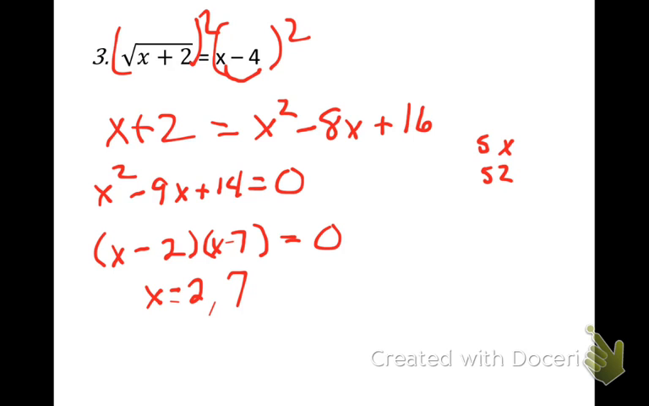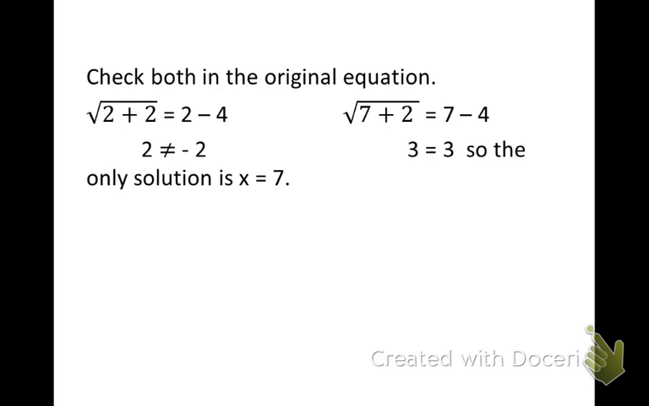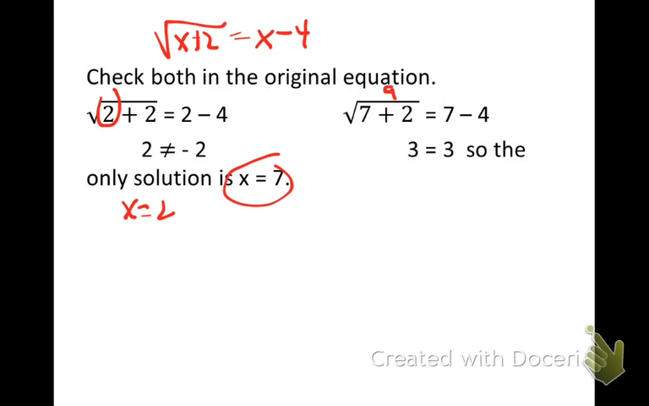And here's where it's important. You need to put them back in and check, and I just did this already on a slide here. If we put a 2 in our original equation, which remember was the square root of x plus 2 equals x minus 4, 2 plus 2 is 4. The square root of 4 is 2. I put a 2 in here, 2 minus 4 is negative 2. So that did not give me a true sentence. When I put in 7, 7 plus 2 is 9. The square root of 9 is 3. 7 minus 4 is 3. So the only solution is x equals 7, and we would have to throw out x equals 2 as a solution.